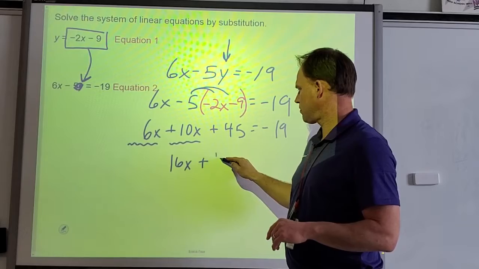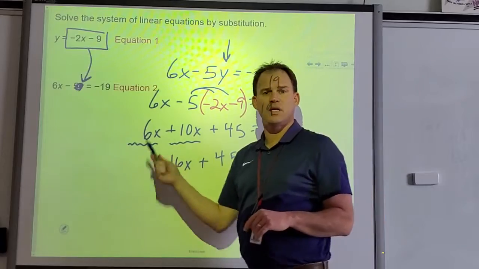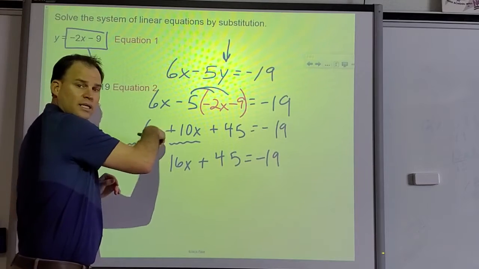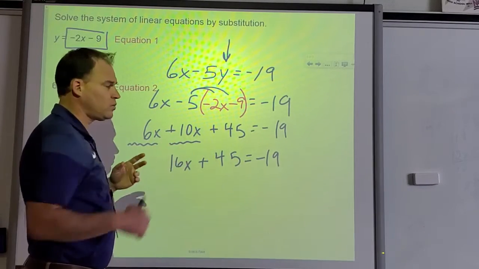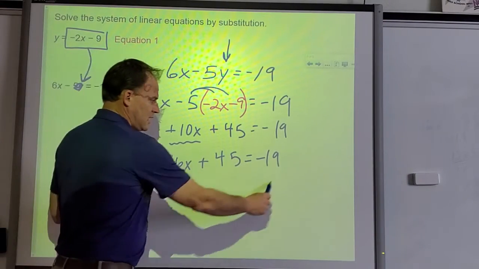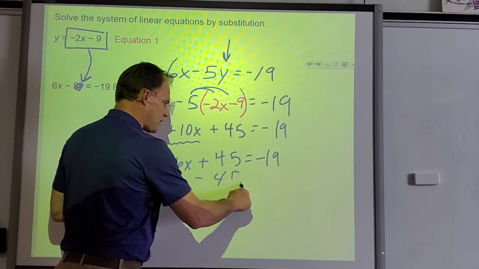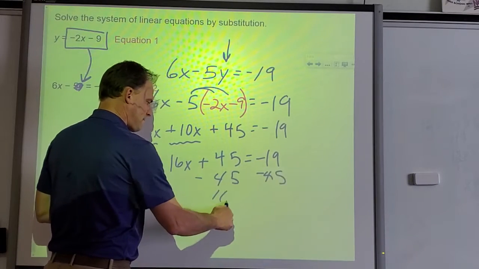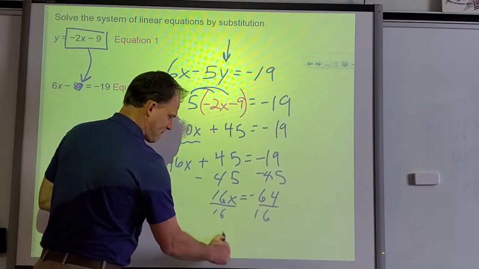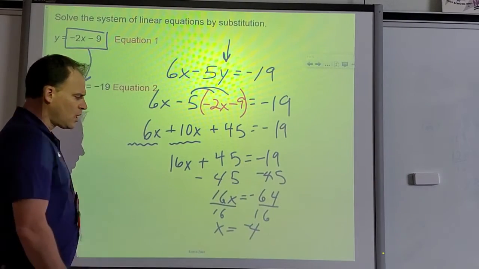So now, combine like terms. Remember, these are on the same side of the equation. We're not doing opposites of anything here. They're already on the same side of the equation. Don't tell me you're going to subtract 10x. They're on the same side, okay? We don't need to do anything. Just combine the like terms. Now, I need to get the variable by itself. We're trying to get the variable by itself here. Now I'm going to subtract 45. Divide by 16. X comes out to be -4. Okay?